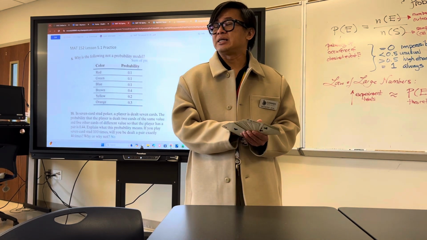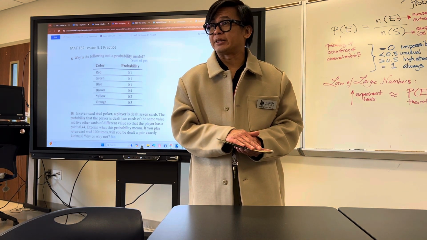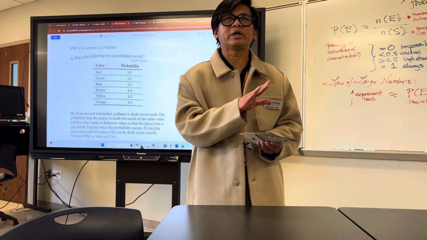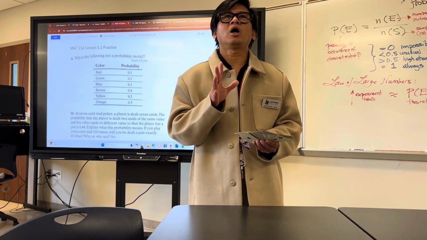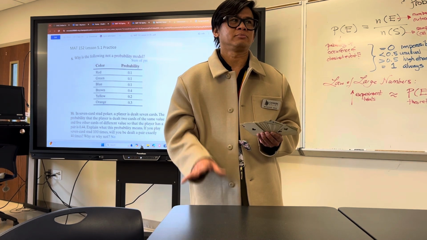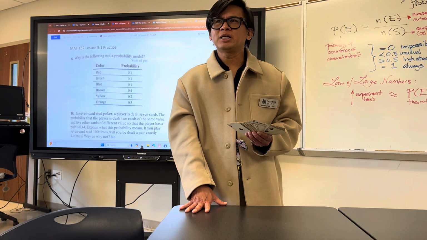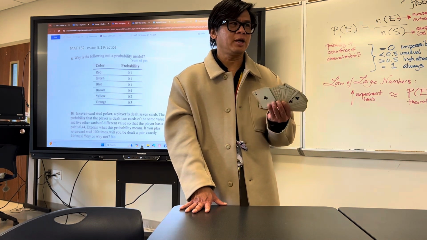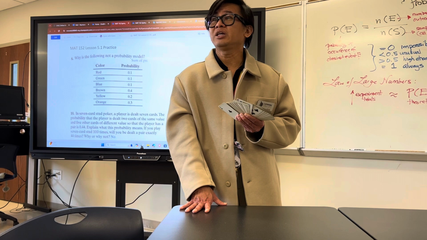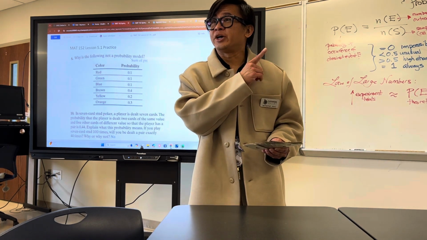Right. So, that is the experiment. Okay. Mason, without looking at the card, what do you want the card to be? You want it to be an ace? You want it to be a jack, a queen, a king? What do you want it to be? King. That is the desired event.